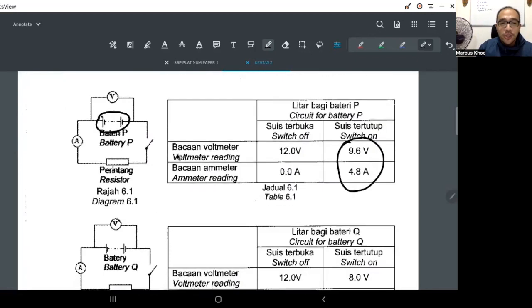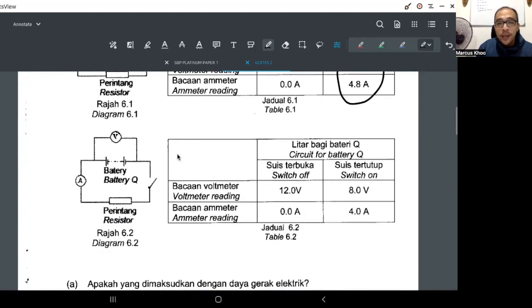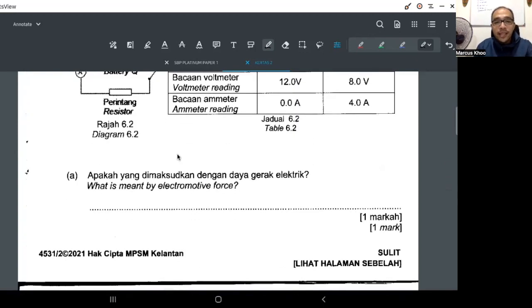In the meanwhile, we are using one battery and trying to reach how many amps? 1 amp. My goodness. Okay. So anyway, what is meant by the electromotive force? Okay, the electromotive force is the work done.